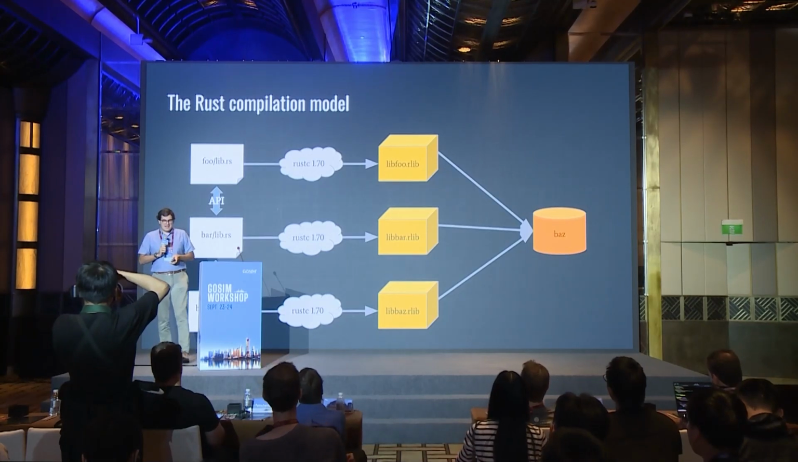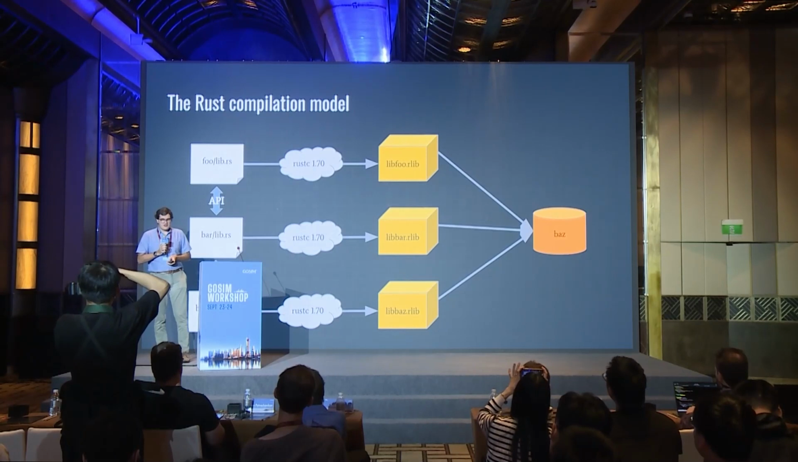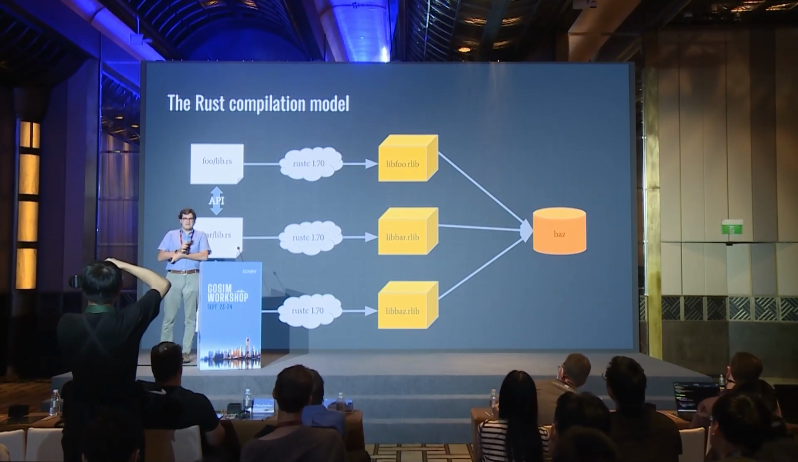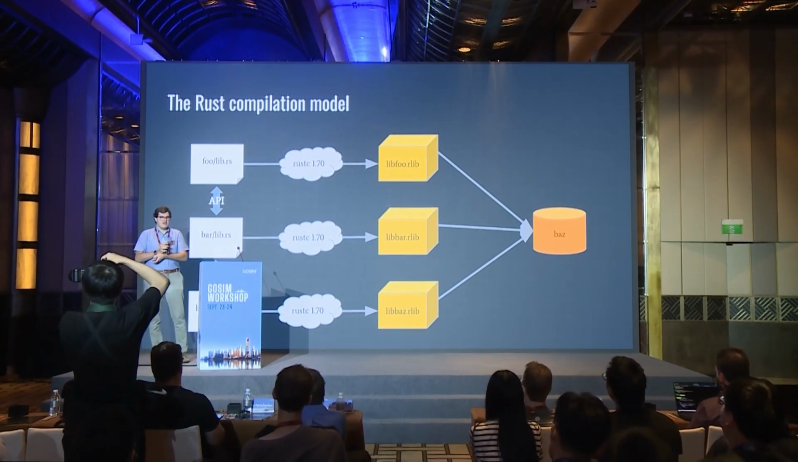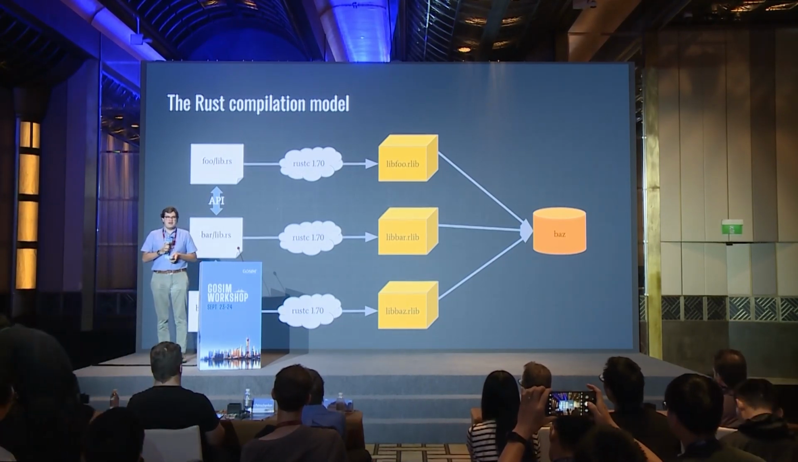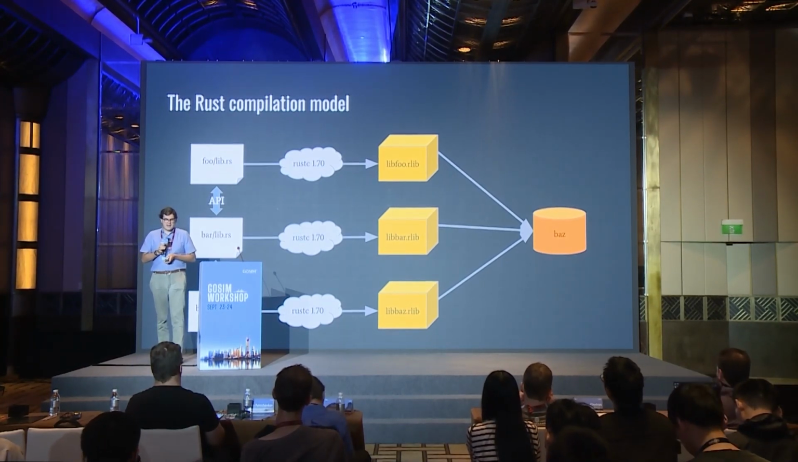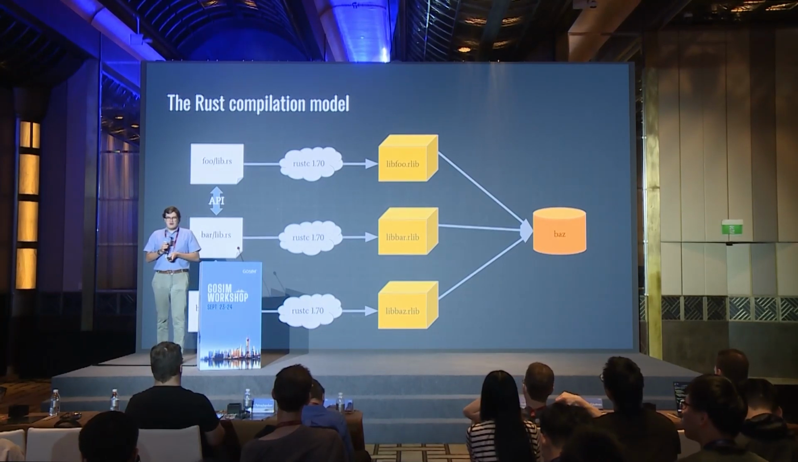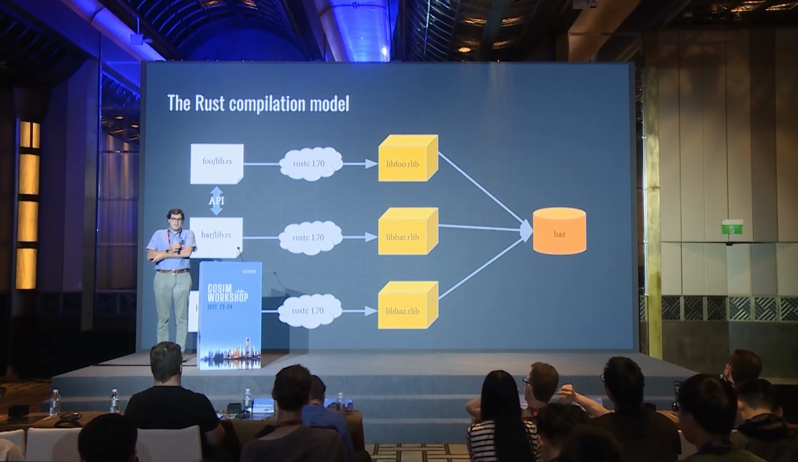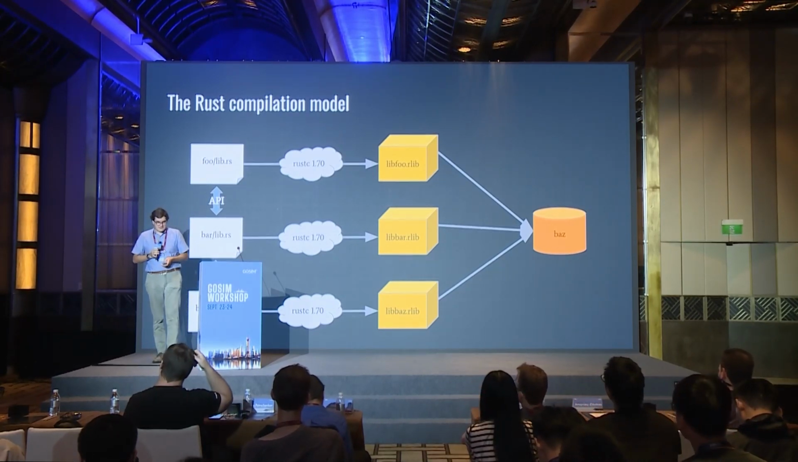Let's take a step back and look at the Rust compilation model. Rust source code is represented as a set of .rs files, which are compiled by Rust into rlib files, one for each crate. And at the end, all of these rlib files are combined by the linker into a single output binary.